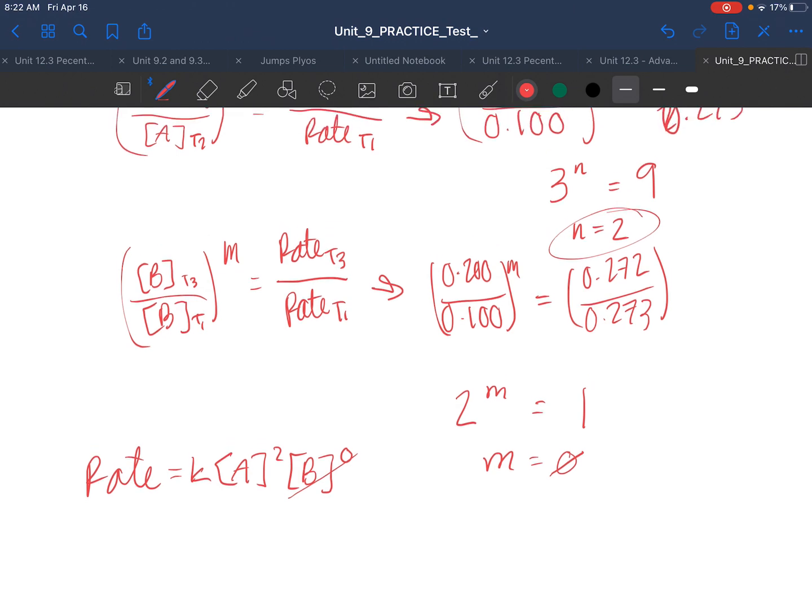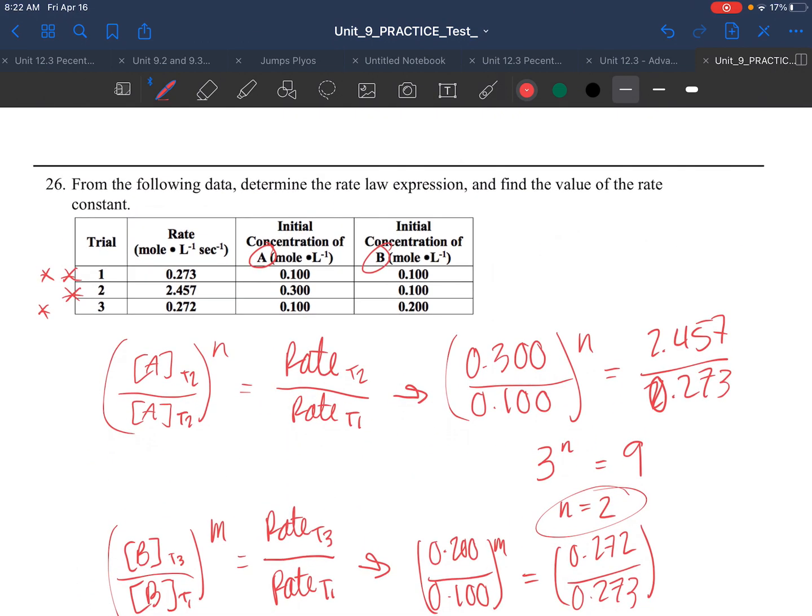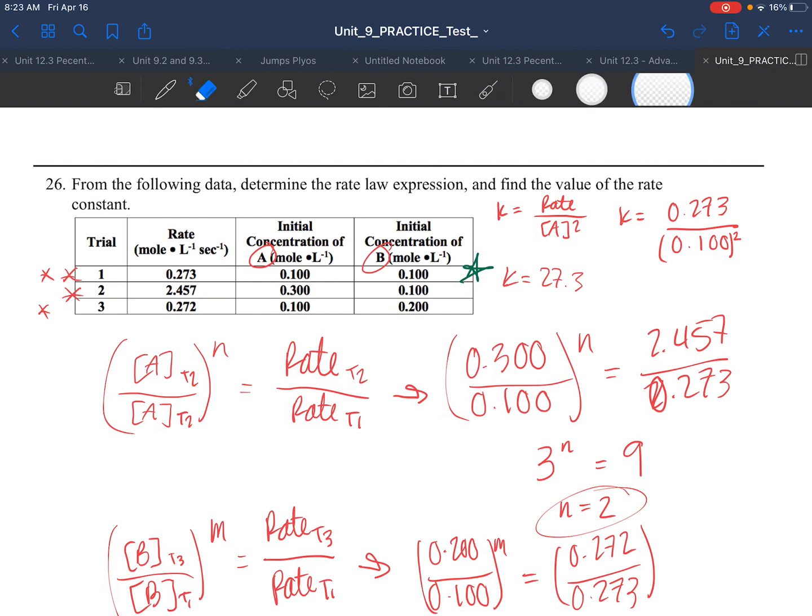So I'm going to move up to the top so I can see the values that I'm plugging in. So solving for k, I get that k is equal to rate divided by the concentration of A squared, because we don't have to consider B because it's 0 order. I'm going to plug in the information from trial 1. That means k is equal to 0.273 divided by 0.100 squared. K is equal to 27.3.